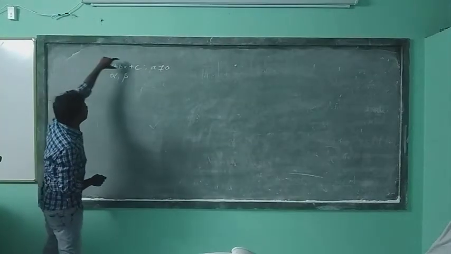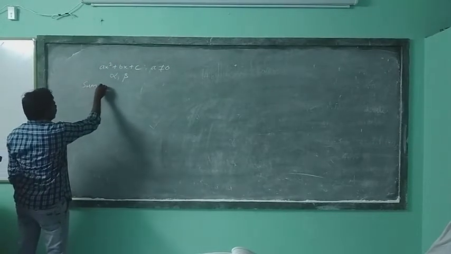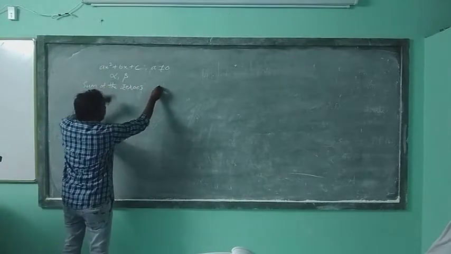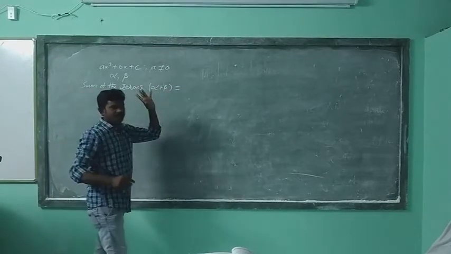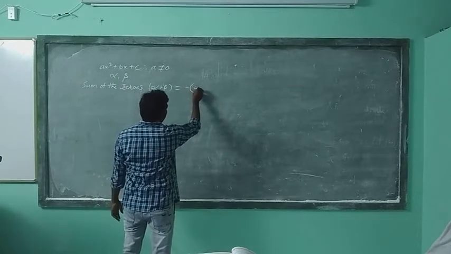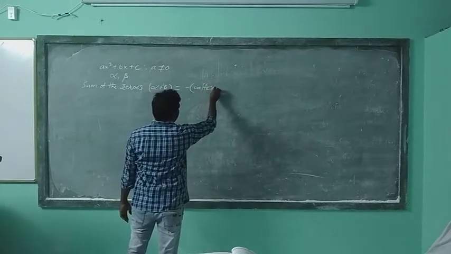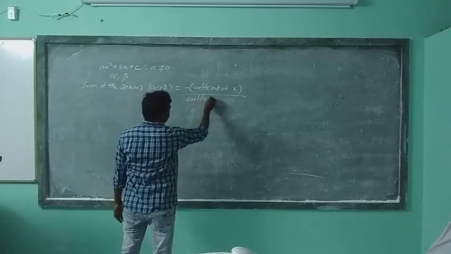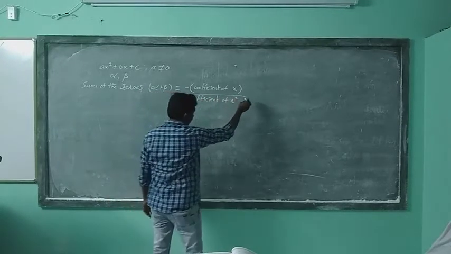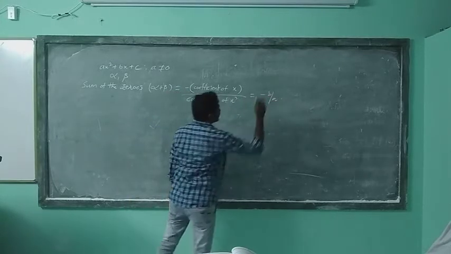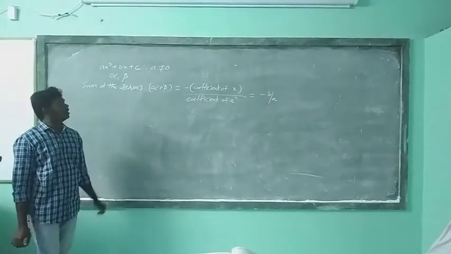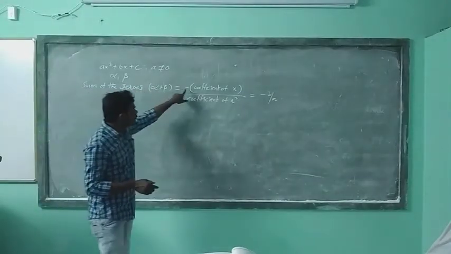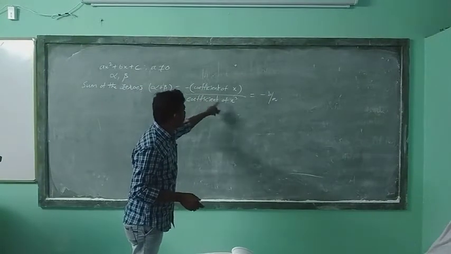Now, the sum of the zeros. Sum means addition. Sum of zeros, their addition, alpha plus beta, equals the formula minus coefficient of x by coefficient of x square, or minus b by a. That is the formula. Sum of zeros means alpha plus beta.